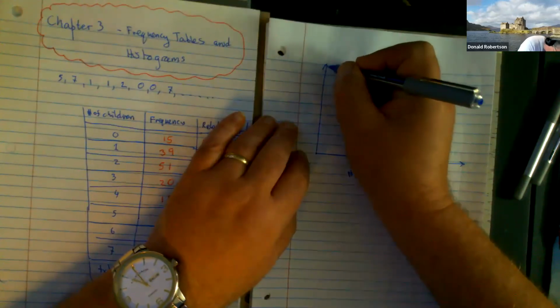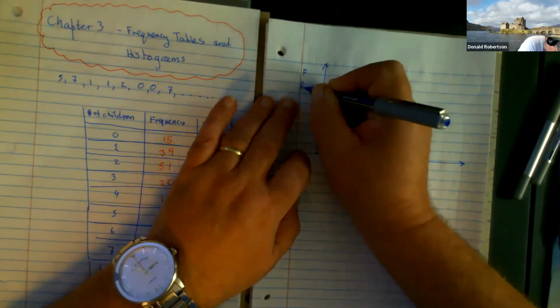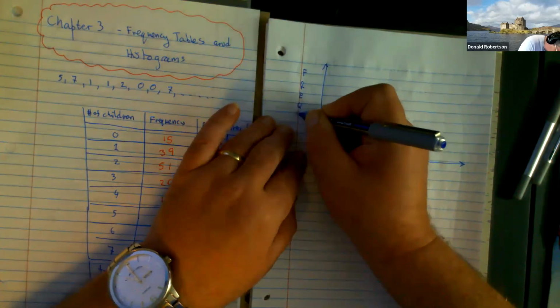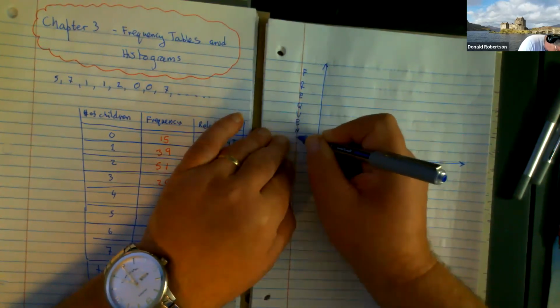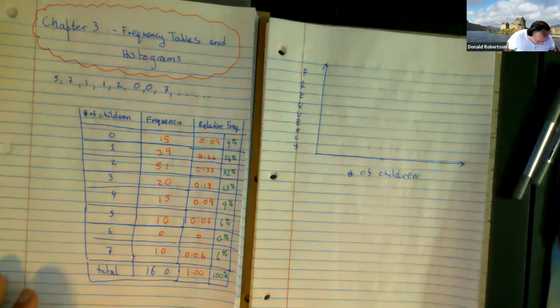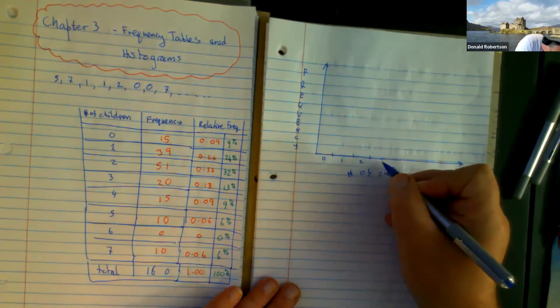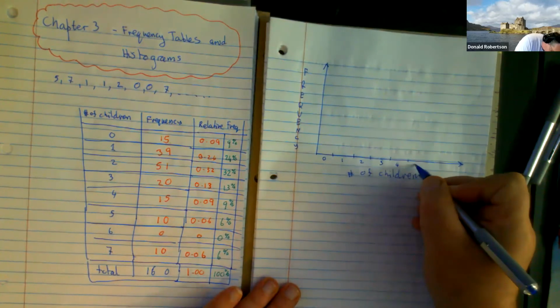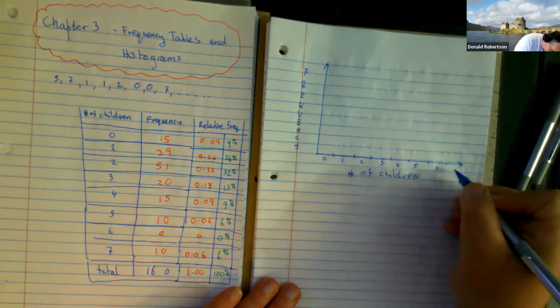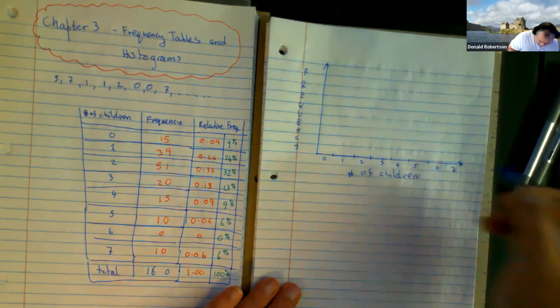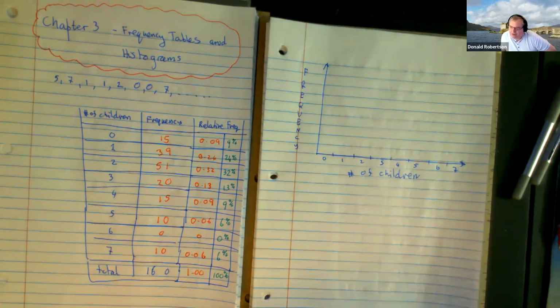And then vertically, you put frequency. In this case, it's 0, 1, 2, 3, 4, 5, 6, and finally 7. Oh, just made it. Do you remember doing things like this in high school? It takes forever and a day, doesn't it?